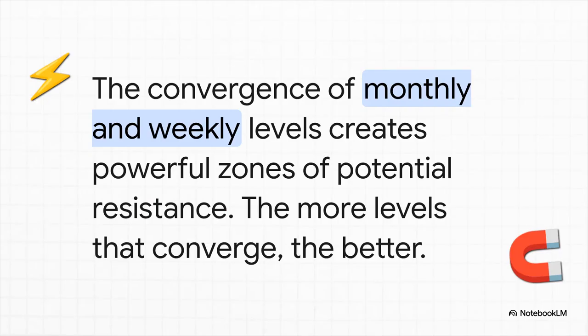Now here's where it gets really interesting, this idea of convergence. When you see a weekly level line up perfectly with a monthly level you've already marked out, that area becomes a supercharged zone of potential resistance. The more levels that overlap in one spot, the higher the probability that the market is going to react there.